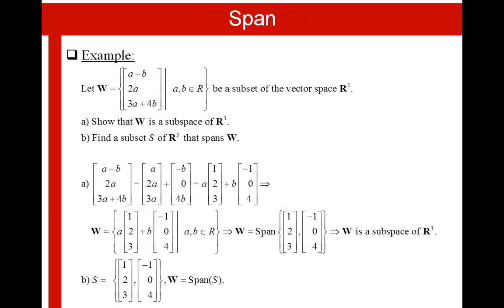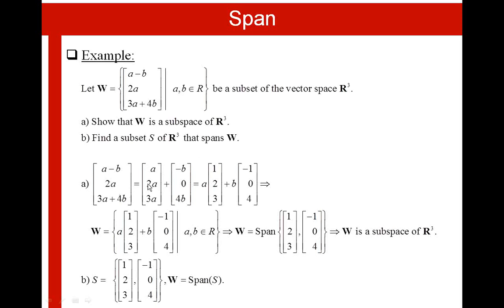Let W equal the set (A minus B, 2A, 3A plus 4B), where A and B belong to R. W is a subset of the vector space R3. We have to show that W is a subspace of R3, and we have to find a subset S of R3 that spans W. As we did in the previous example, to show that W is a subspace, we will repeat the same process.